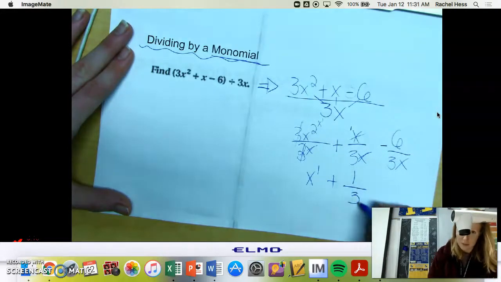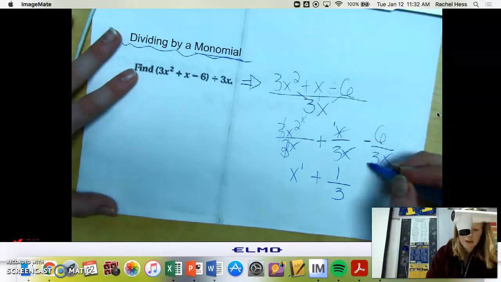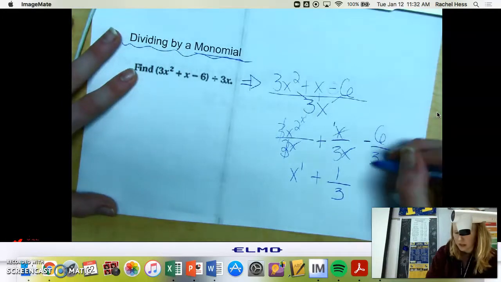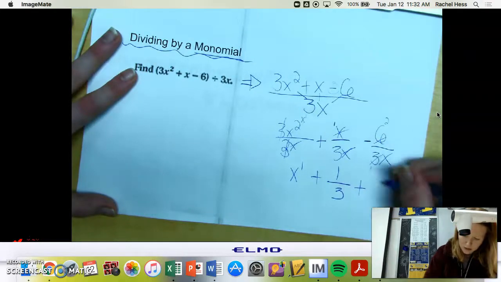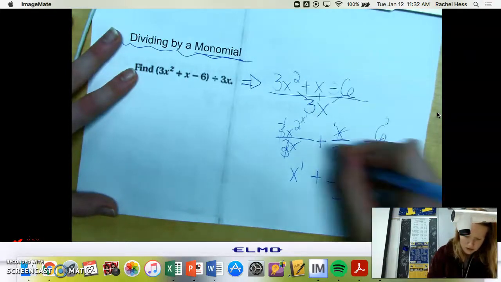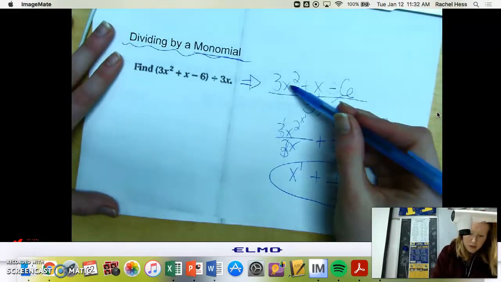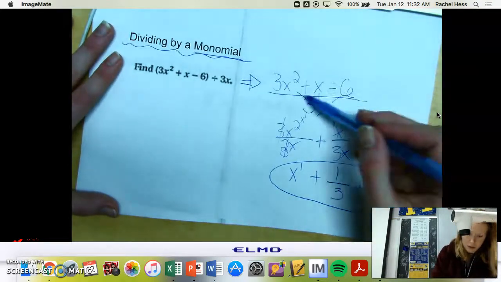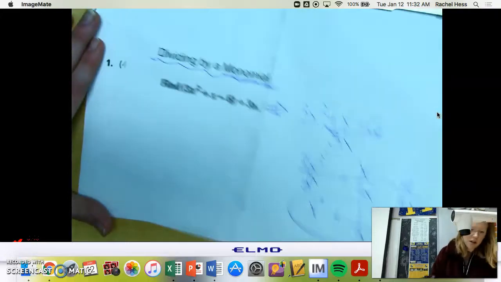Remember that 3's on the bottom, so you have to put that placeholder of a 1 on the top. And then this last term, it looks like the only thing I can do is reduce 6 over 3 to become 2 over 1, so then I'll get 2 over x. So like I said, dividing by a monomial, you take each piece of the original polynomial and divide it by that monomial that we're given, and then you're just going to be reducing those fractions.